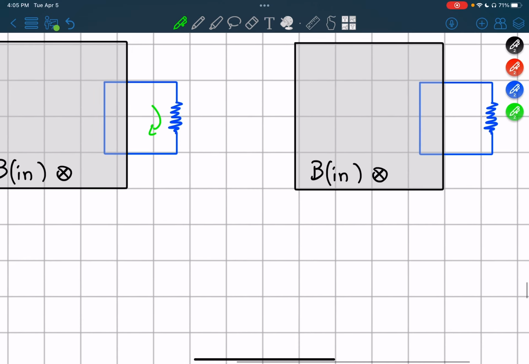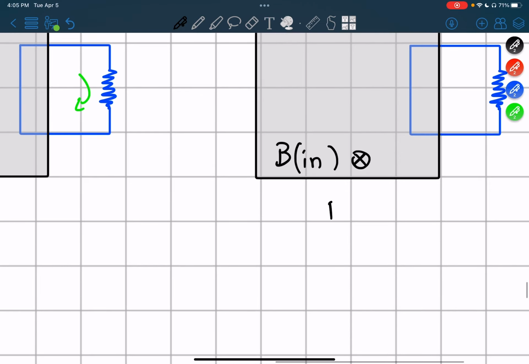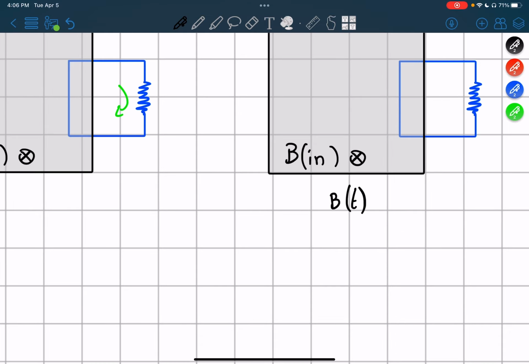And then one last thing that he did was, instead of moving either one, he changed the magnitude of the magnetic field with time. So the magnetic field was changing over a certain amount of time. So what did he notice? Well, again, the current was clockwise. Well, of course, we can start to see something very interesting.